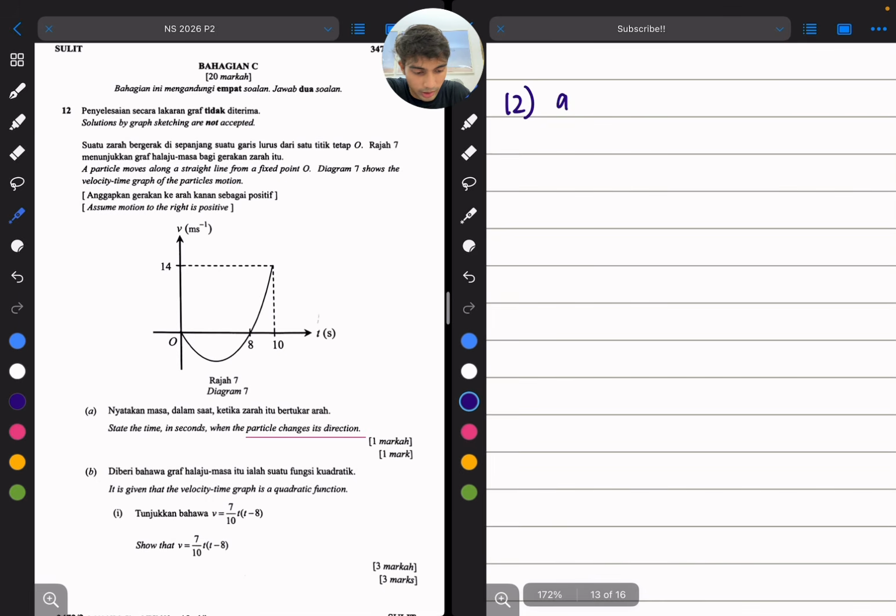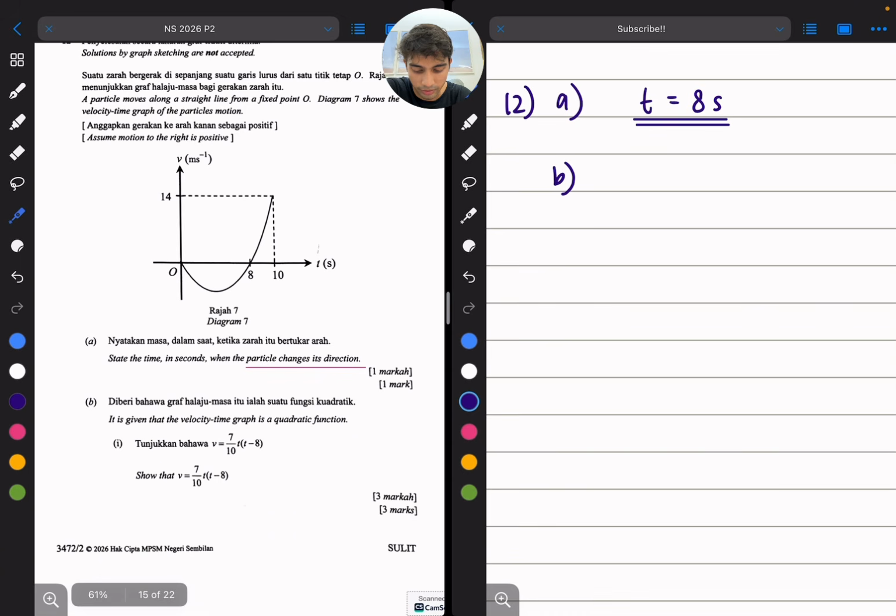So 12a, t is 8 seconds. Okay, when 8 seconds into his journey, he changes direction. Okay, then let's try B. It's given that the velocity time graph is a quadratic function. So this is a quadratic graph. Show that this equals to this.